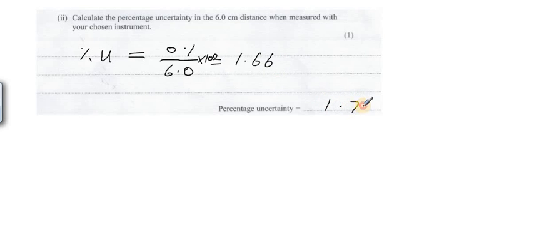Calculate the percentage uncertainty in the 6 centimeter distance when measured with your choice of the instrument. So percentage uncertainty is 0.1, which is the precision, divided by the measured value 6.0, and it will give you 1.66. Yes, multiply by 100. Okay, and it will be around 1.7%.